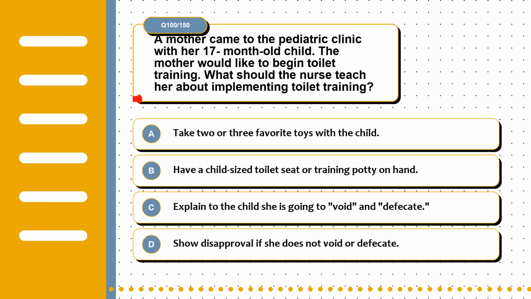Question 100. A mother came to the pediatric clinic with her 17-month-old child. The mother would like to begin toilet training. What should the nurse teach her about implementing toilet training? Option A, take 2 or 3 favorite toys with the child. Option B, have a child-sized toilet seat or training potty on hand. Option C, explain to the child she is going to void and defecate. Option D, show disapproval if she does not void or defecate.